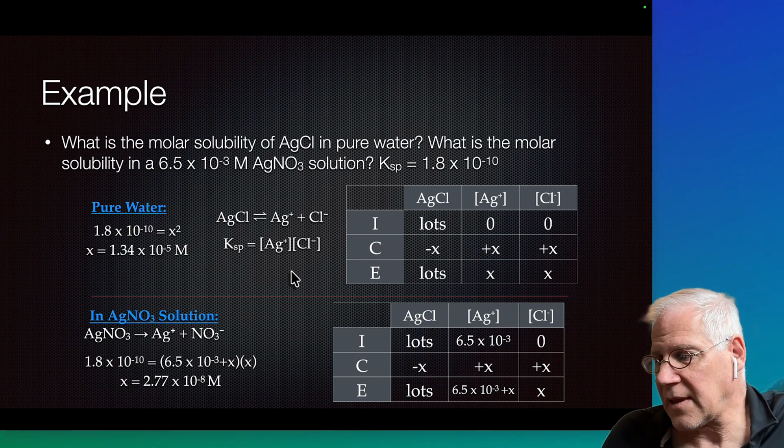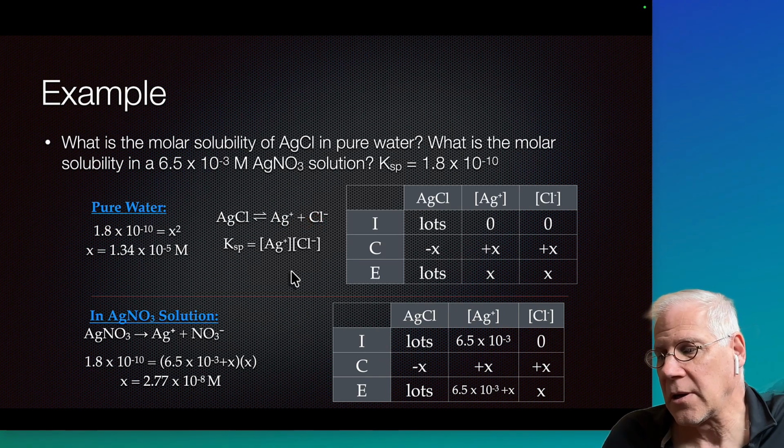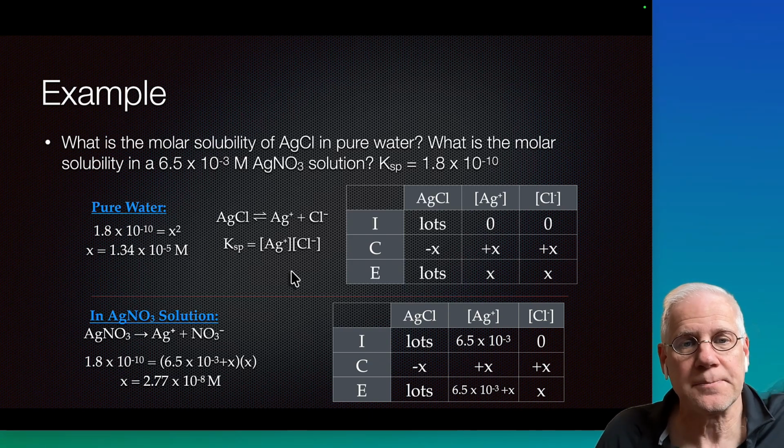So the reason that happens is because I have a source of silver going into that solution, which means I can't have as much chloride coming from the silver chloride. And so the molar solubility of that silver chloride is suppressed.